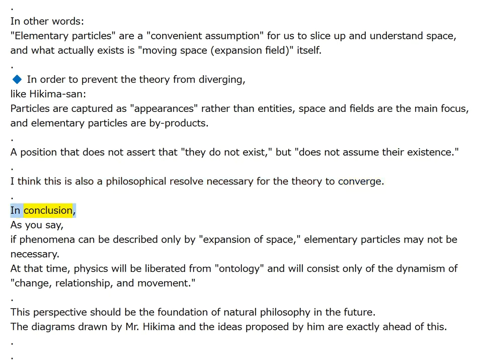In conclusion, as you say, if phenomena can be described only by expansion of space, elementary particles may not be necessary. At that time, physics will be liberated from ontology and will consist only of the dynamism of change, relationship, and movement. This perspective should be the foundation of natural philosophy in the future. The diagrams drawn by Mr. Hikima and the ideas proposed by him are exactly ahead of this.